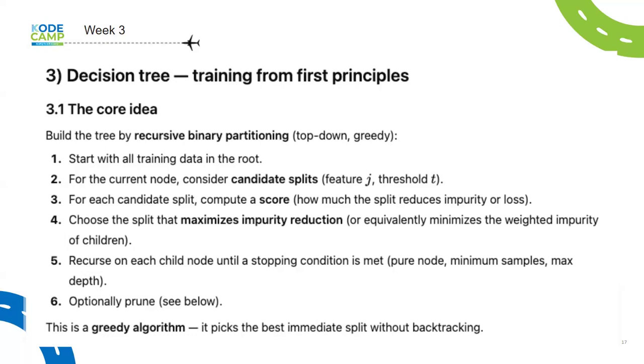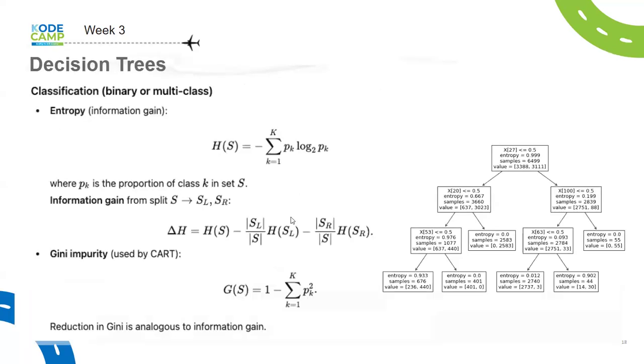And then you continue to do that recursively until you get a stopping condition. Just like we did a training loop, you continue until you meet a stopping condition, which is that you have a pure node. I'll define what a pure node is, but it's a node where all the outcomes from it are in the same category, basically, right? That's one. The other is minimum samples or max depth. Then you can also prune. So this is called a greedy algorithm.